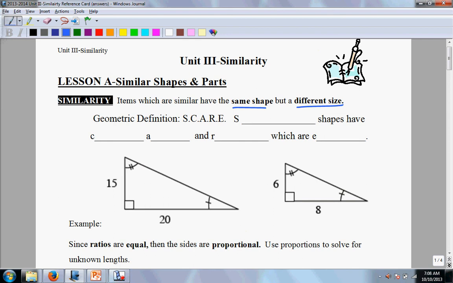The geometric definition is SCARE, which means similar shapes have congruent angles and ratios which are equal. Similar shapes have congruent angles and ratios which are equal. S-C-A-R-E. Scare.